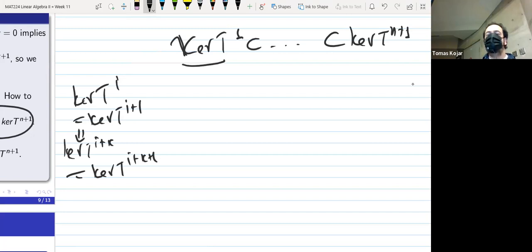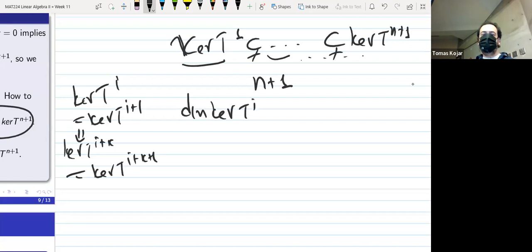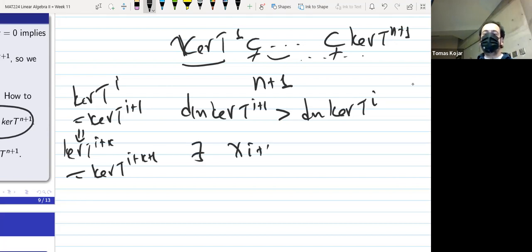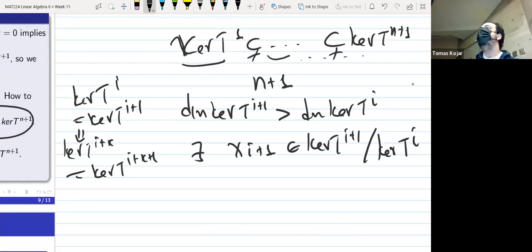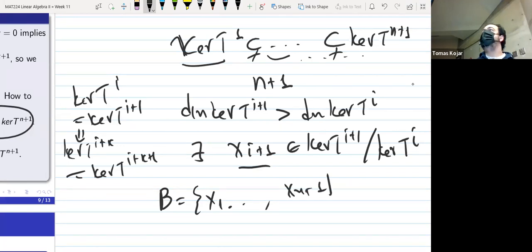So you have 1, 2, 3, you have n plus 1 elements, but they're all strict subsets. So let me do it a little bit more slowly. Since dim of kernel T^(i+1) is strictly bigger than dim kernel of T^i, there exists an x_(i+1) in the kernel of T^(i+1), but not in the kernel of T^i. But this gives you a one-dimensional thing. So then you group all this together. So you have b of x1 to x_(n+1), and these are all linearly independent.